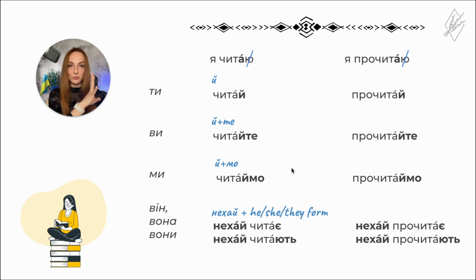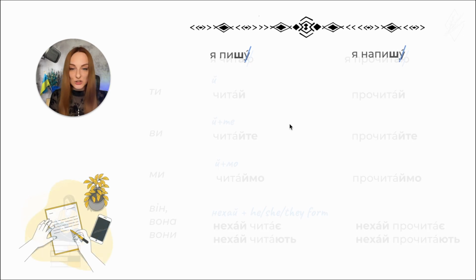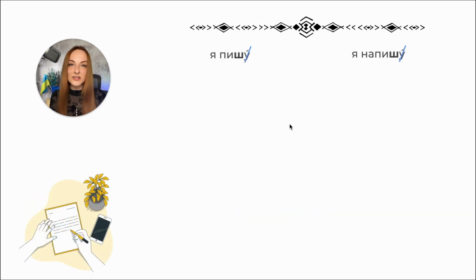This pattern is the most common. You can make a screenshot now and practice it with other verbs that have a stem ending with a vowel. Second situation, second group of verbs, when we have a consonant at the end of the stem, but the stress falls on the ending. How do we change this kind of verbs?